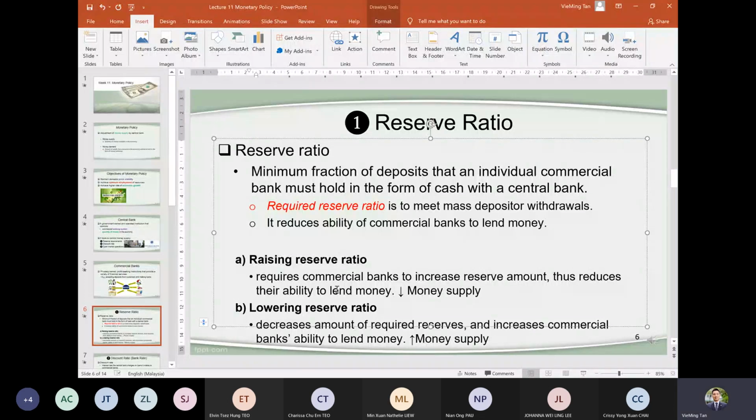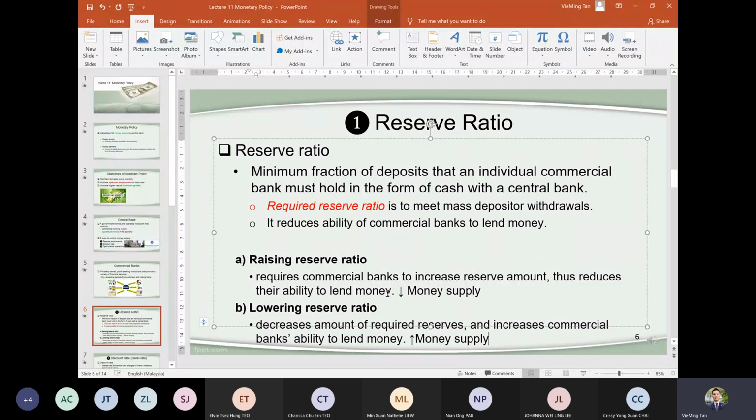So you might find that the relationship between the reserve ratio and money supply is a negative relationship, right? There is a negative relationship between the reserve ratio level and the money supply level. So far okay for the first tool. Before I move on to the second tool, any questions so far?